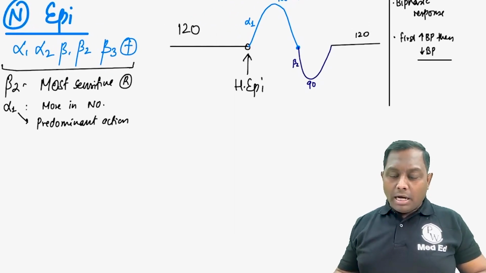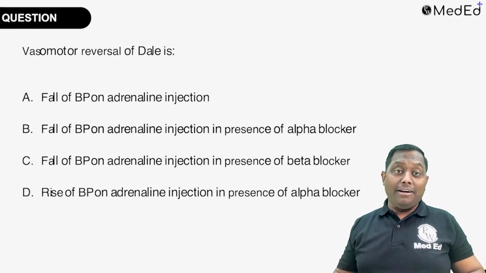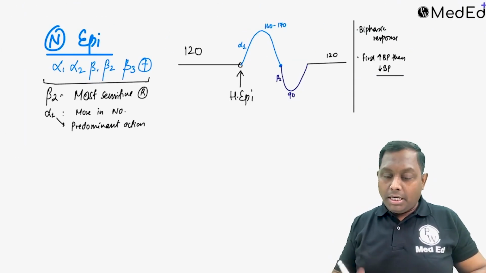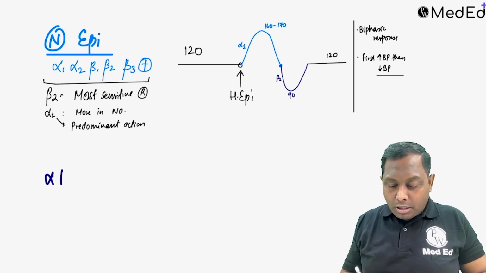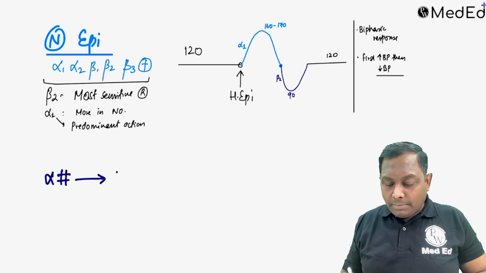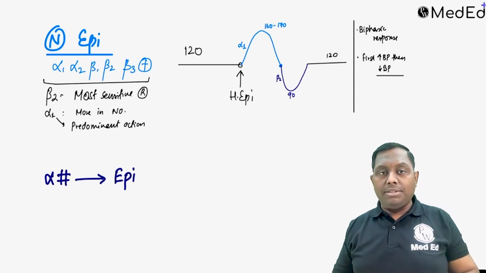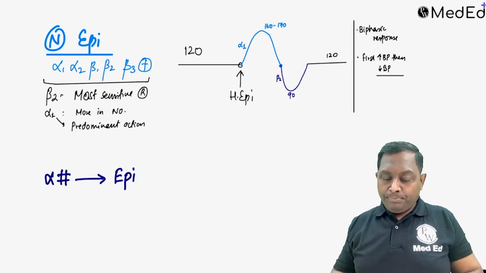But if you do the experiment that was done by Henry Dale, that is the vasomotor reversal of Dale. So how was this experiment done? This experiment was done when, in the presence of an alpha blocker, you gave a high dose of epinephrine. So you will see only reversal of BP. Let's understand this concept. Alpha blocker के presence में epinephrine दिया, ठीक है?